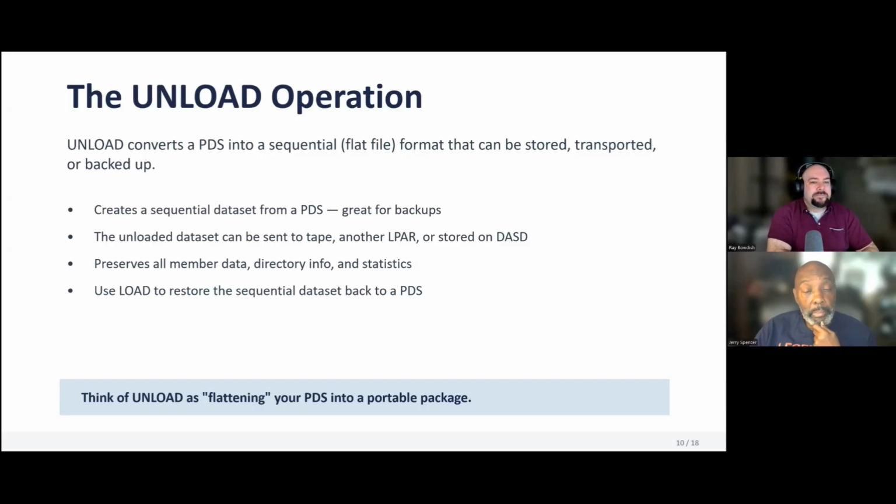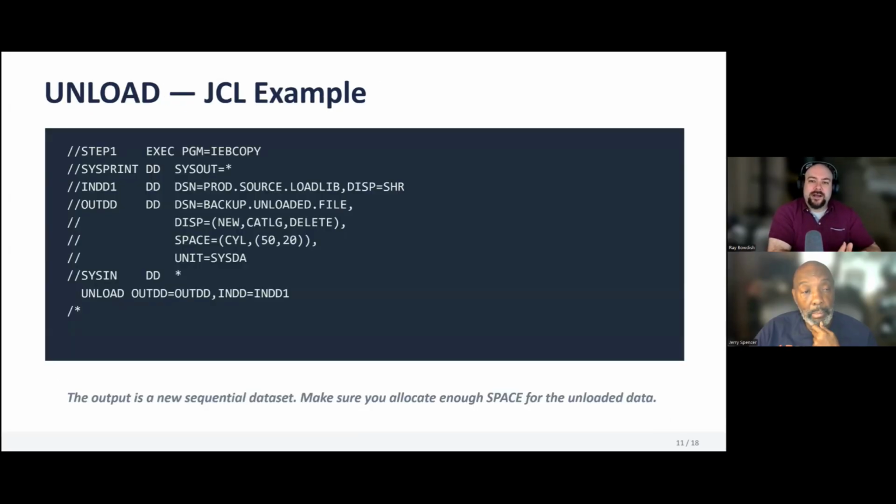Again, its primary function is backing up your data at a very granular level. You don't want to use this for your system backups, because that would be excessive. You'd have to have giant jobs to do that. But in order to take the flat file and put it back in, as I said before, you have to use the load function, which is the opposite side of that coin. So here's an example of the unload function. It shows you that your sysin now has keywords in there. You're using the unload function as opposed to the copy function. You have your input member, which at this point we're still actually pointing to the whole load lib. You can also point it at individual members.